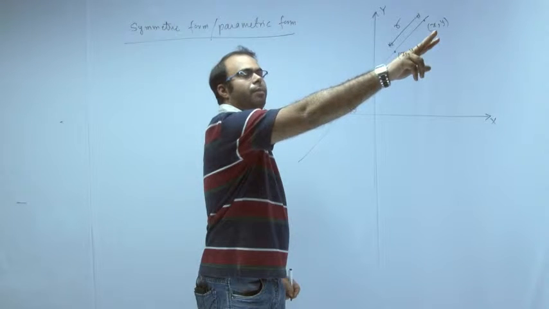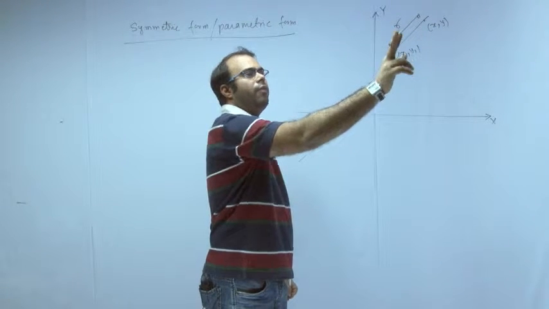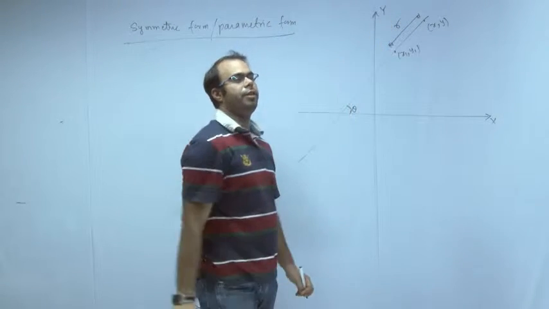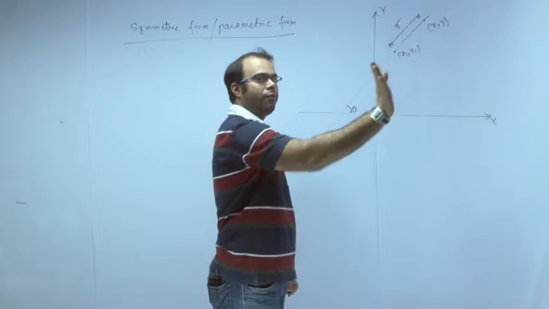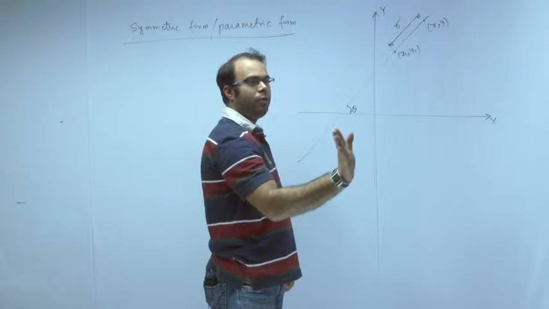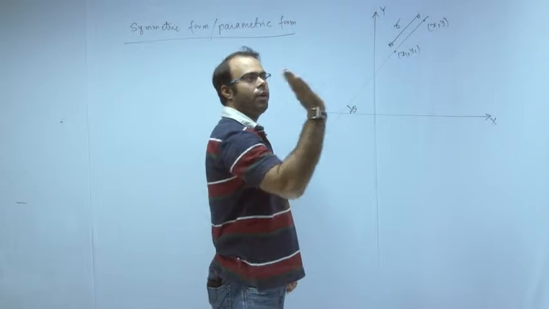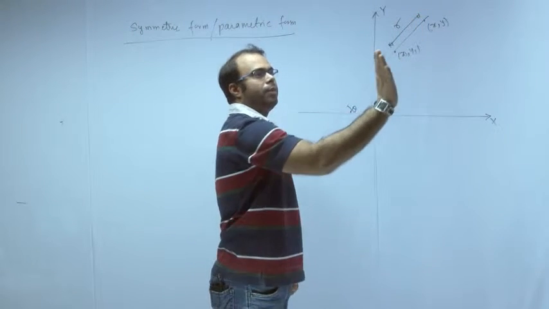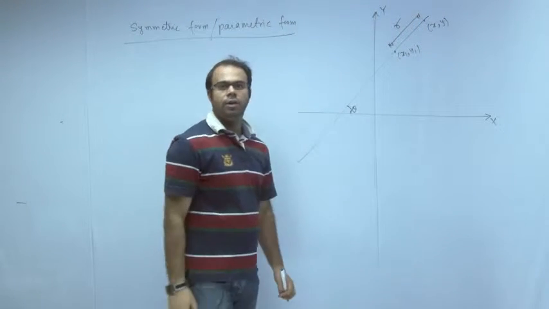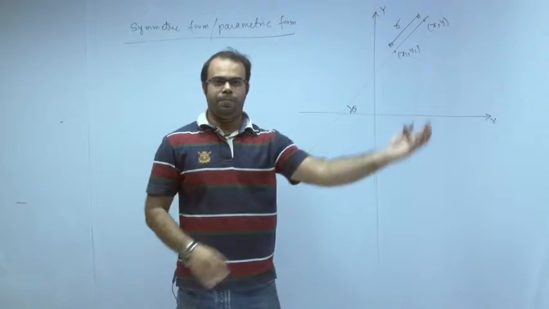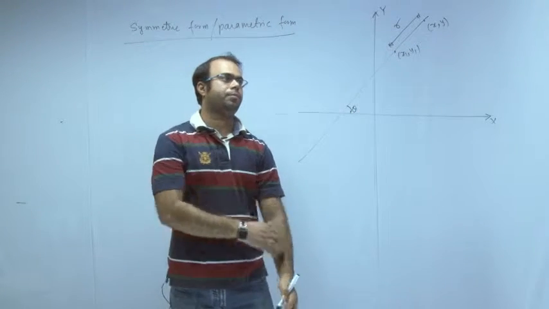If we vary this arbitrary point on the line, this r will vary from minus infinity to plus infinity, because if it is on the left of x1 y1, it will have negative values, algebraic distance will be negative. If it is on the positive side, that means right hand side, then the value of r will be positive.